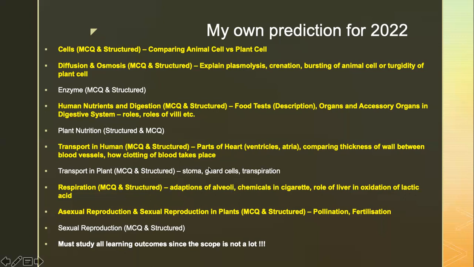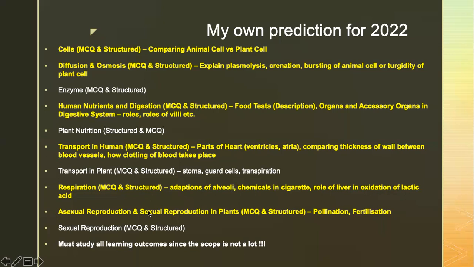Transport in plants: stoma, guard cells, transpiration, and vascular bundle, which I mentioned. Respiration: adaptation of alveoli, chemicals in cigarette smoke. This is not really tested, so carbon monoxide, all other irritants, tar, and so on, nicotine. Go and study them. Role of liver in oxidation of lactic acid.